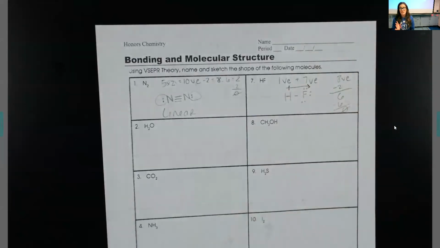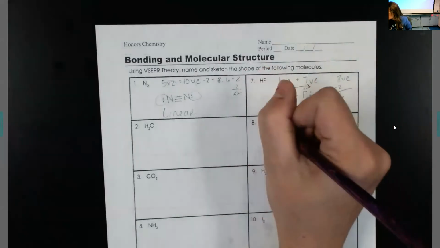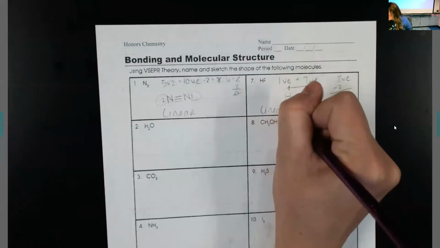So this is a linear molecule. The shape is linear. However, polarity-wise, it's going to be polar because there's going to be electron density on one side compared to the other. 2 minutes. Okay, last one we're going to do.